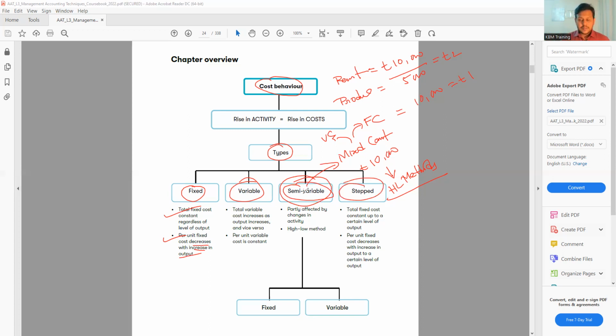Then the next one we have is step cost. Step cost is quite interesting. Step costs remain fixed up to a certain level, and after that jump to another level. So up to a certain period, the cost is fixed, and after that it jumps and increases. Now, what does that mean? For example, let's say we have a classroom, and in this classroom we can teach 50 students. And for 50 students, the teacher charges, for example, £200.